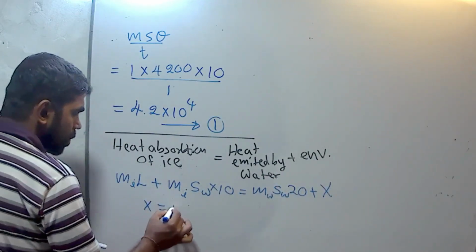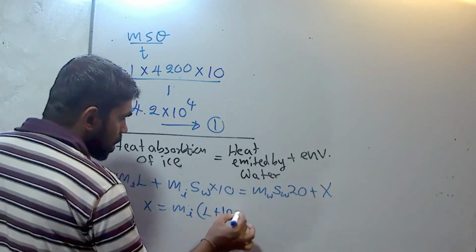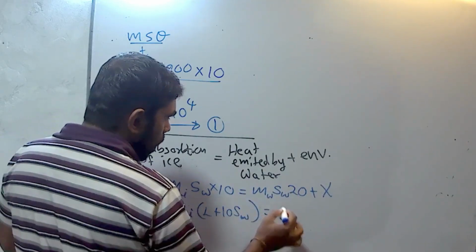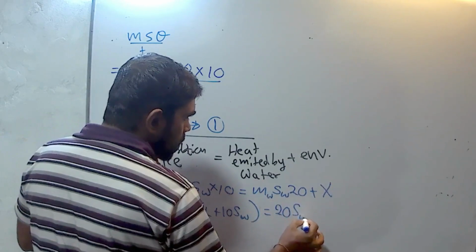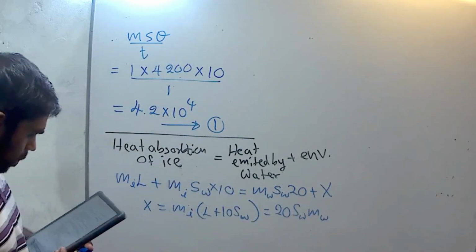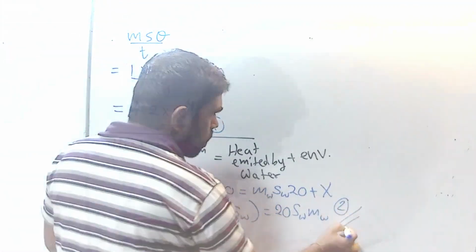We can take Mi as a common factor on this side, L plus 10 Sw, and we have to subtract this term, minus 20 Sw Mw. Then we can obtain that the second one is the correct answer.